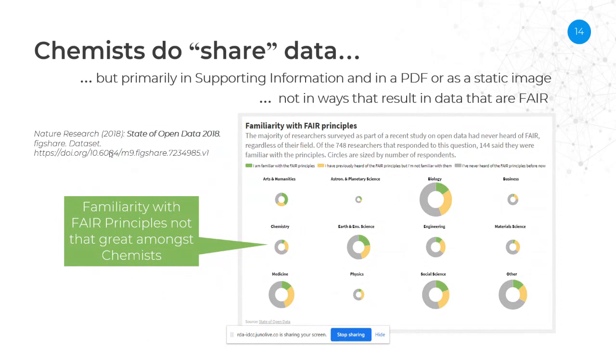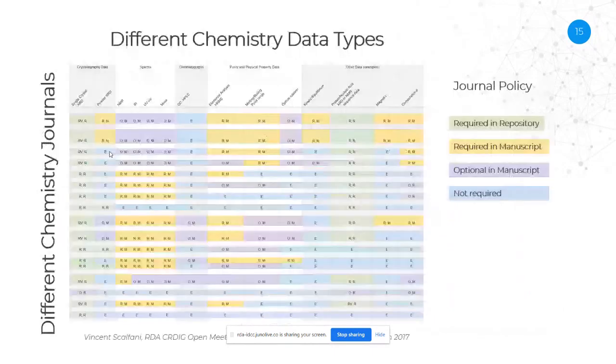This is an excerpt from the State of Open Data Report 2018. You've got a small little circle for chemistry, which perhaps reflects the engagement that the chemistry community was having with FAIR at that time. And if you look at the green sector, very few chemists were familiar with FAIR in the first place. So there's an education piece there as much as there is an enablement piece.